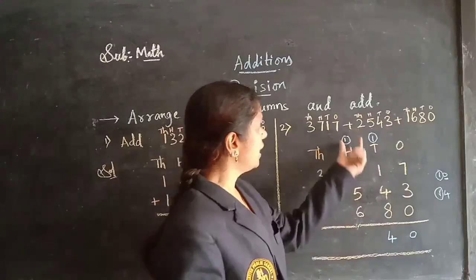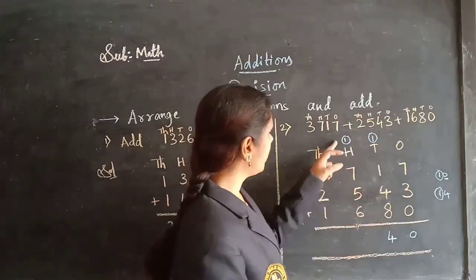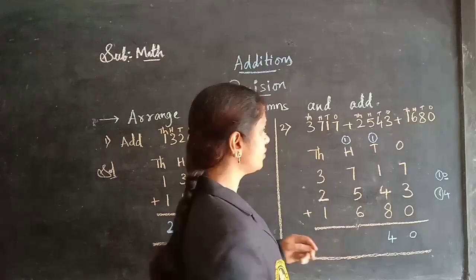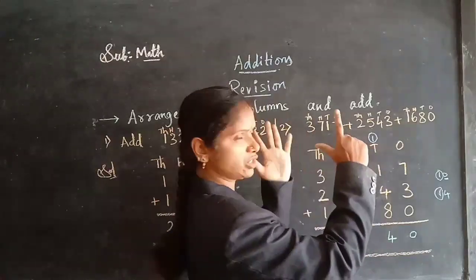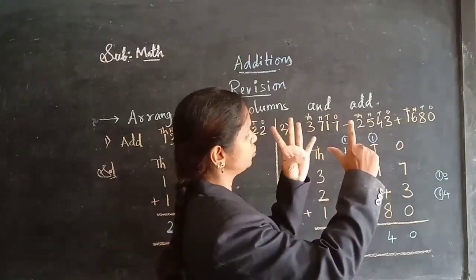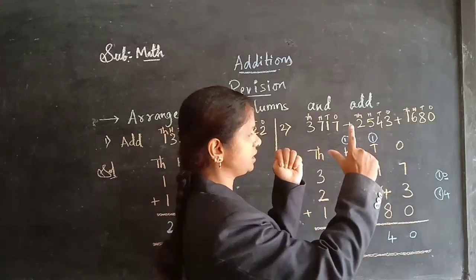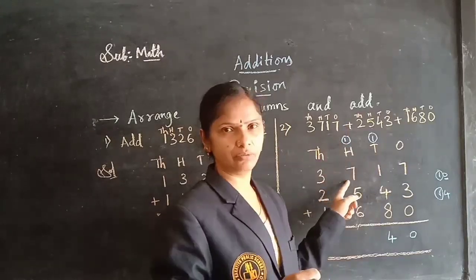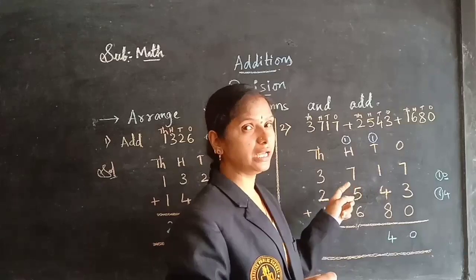Now let's add the hundreds column. 1 after 7 means I am adding 1 after 7. So 1 after 7: 8. I am getting 8. When I am adding 1 after 7, I get 8.